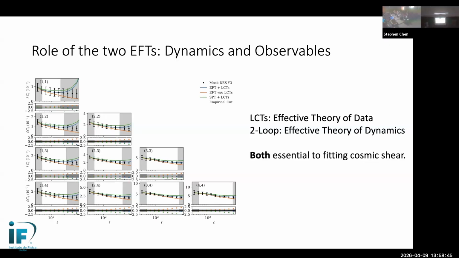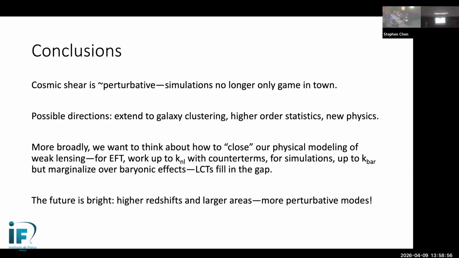And that's what I mean by a doubly effective view of weak lensing, right? We're really an EFT of the data through the lensing counterterm and an EFT of the dynamics through a two-loop prediction of the dynamics. Okay. I will end here.